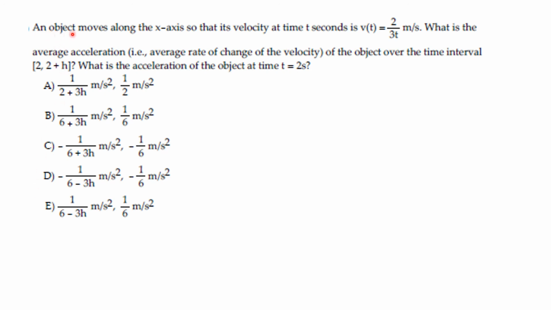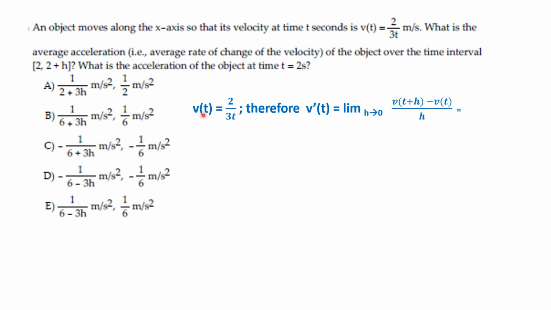An object moves along the x-axis so that its velocity at time t seconds is v of t equals 2 divided by 3t meters per second. What is the average acceleration? That is, the average rate of change of the velocity of the object over the time interval 2, 2 plus h. What is the acceleration of the object at time t equal to 2 seconds?